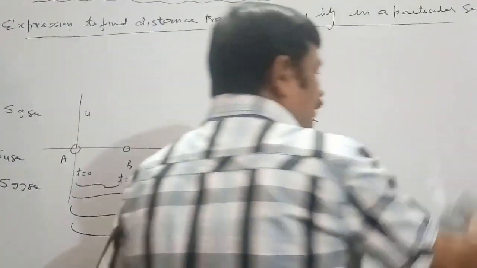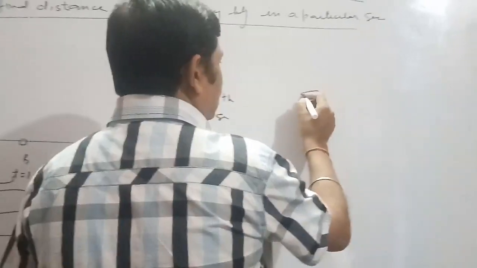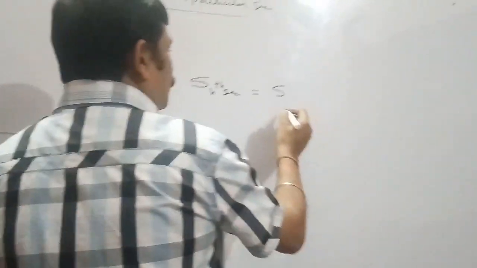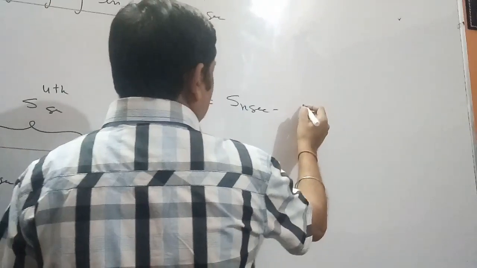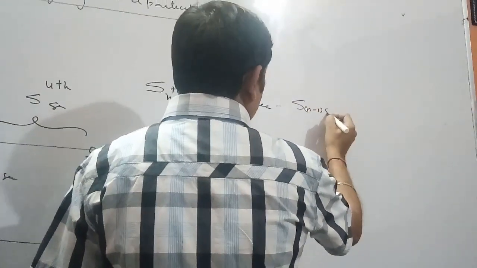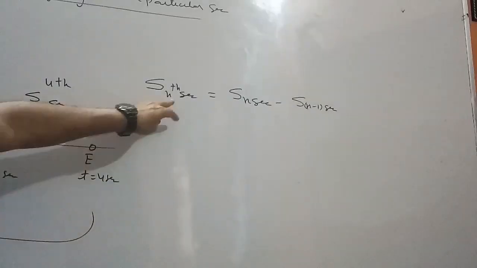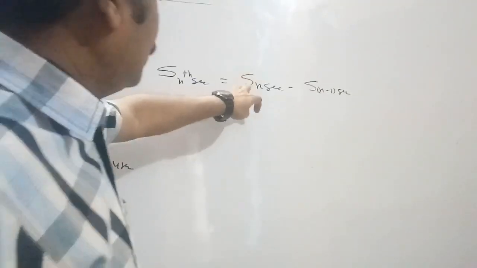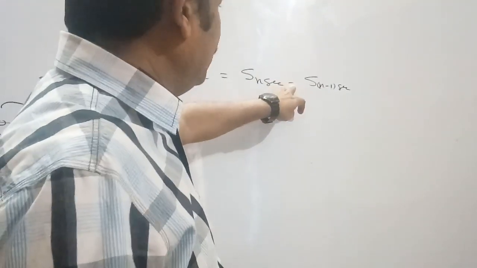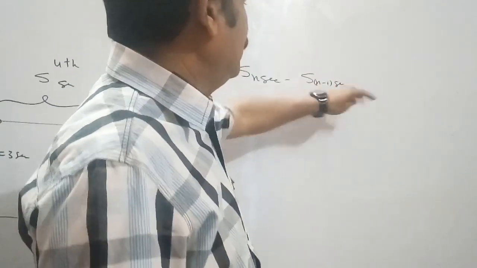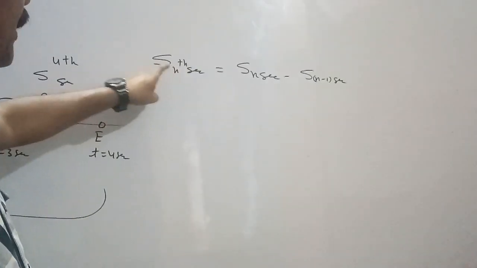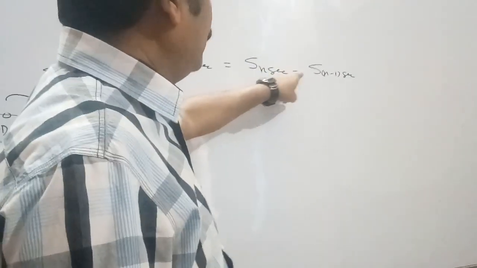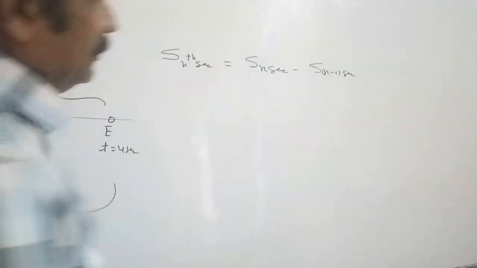Using the same discussion, we can say that the distance travelled by the body in the nth second will be equal to the distance travelled by the body in n seconds minus the distance travelled by the body in n minus 1 seconds. Put n is equal to 4: the distance travelled by the body in the 4th second is equal to the distance travelled in 4 seconds minus the distance travelled in 4 minus 1, which is 3 seconds. Put n is equal to 10: the distance travelled in the 10th second is equal to the distance travelled in 10 seconds minus the distance travelled in 9 seconds.